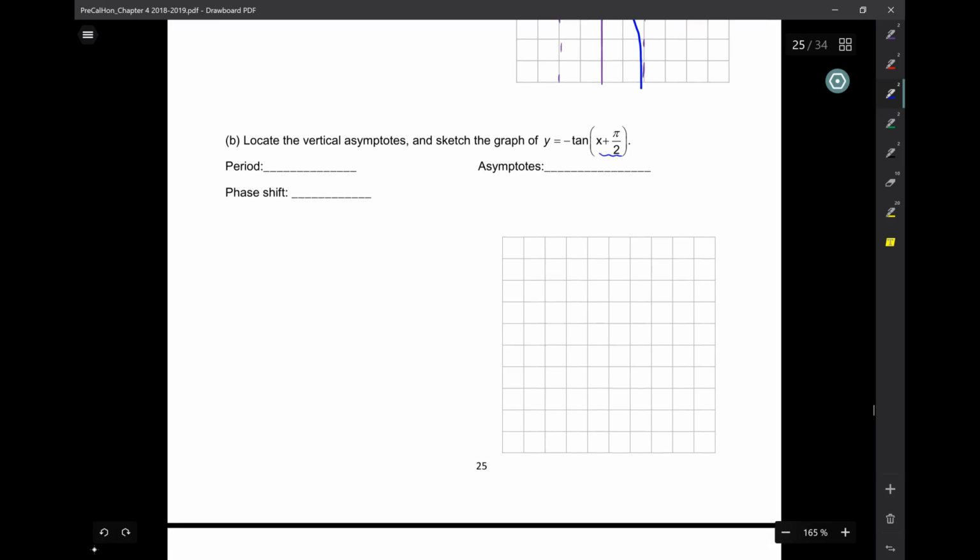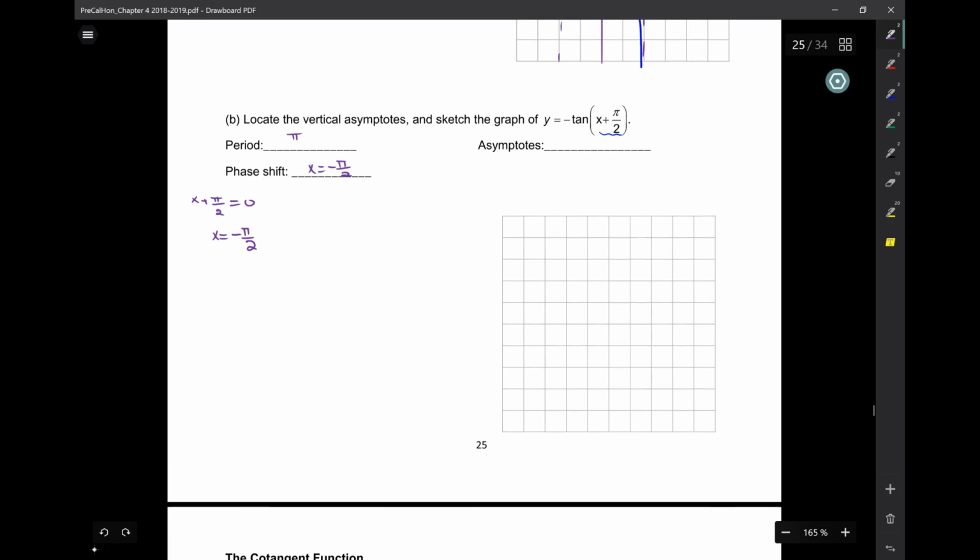This one here we have x plus pi over 2. Okay, so period is pi over 1, just pi. Asymptotes, we'll do it in a minute. Phase shift, same as before. I take that in the parentheses, set it equal to 0. x is negative pi over 2. Because the period is always pi over b, and the number in front of the x here is 1, so it's pi over 1.